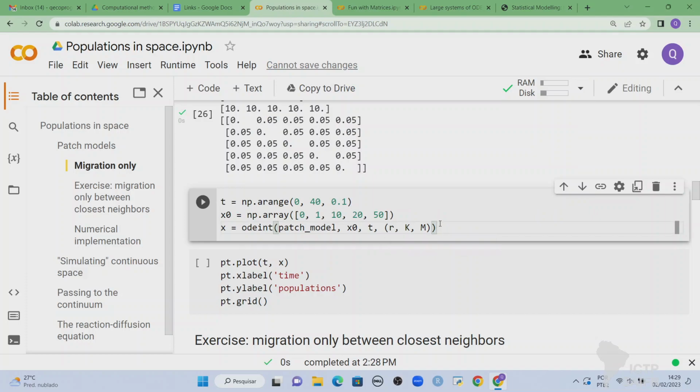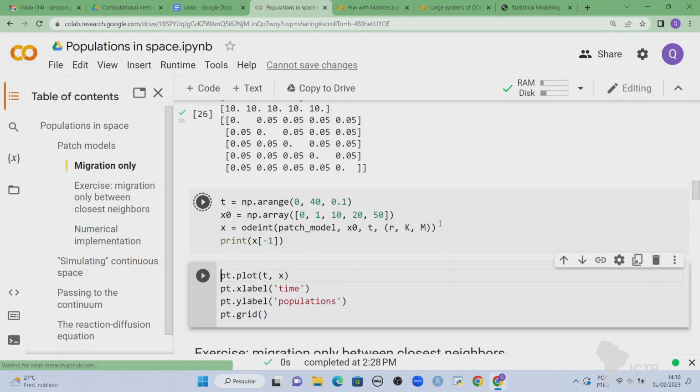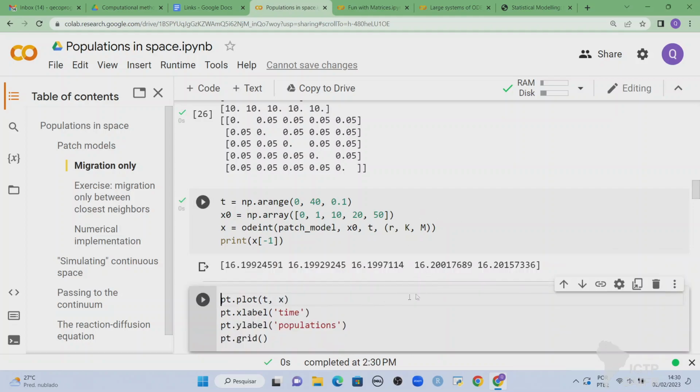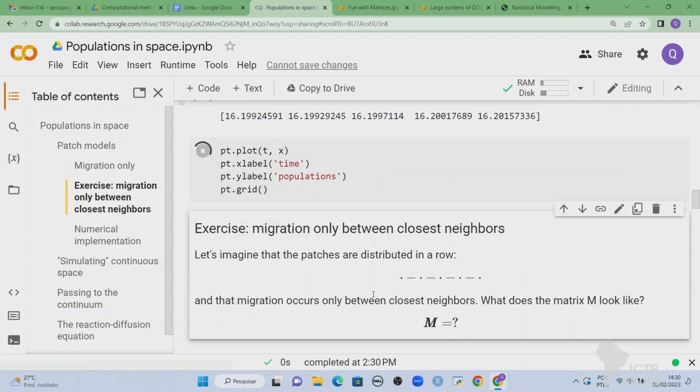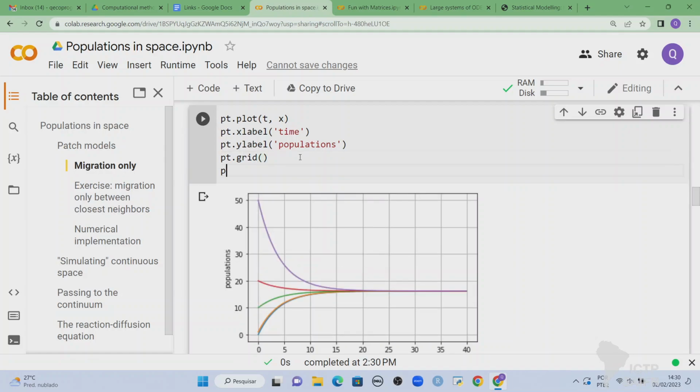So let's try that. Let me also print the last value here. Yeah, it looks like my prediction was okay. You see what is going on here: I have the 5 patches. Maybe I could also put the legend here.